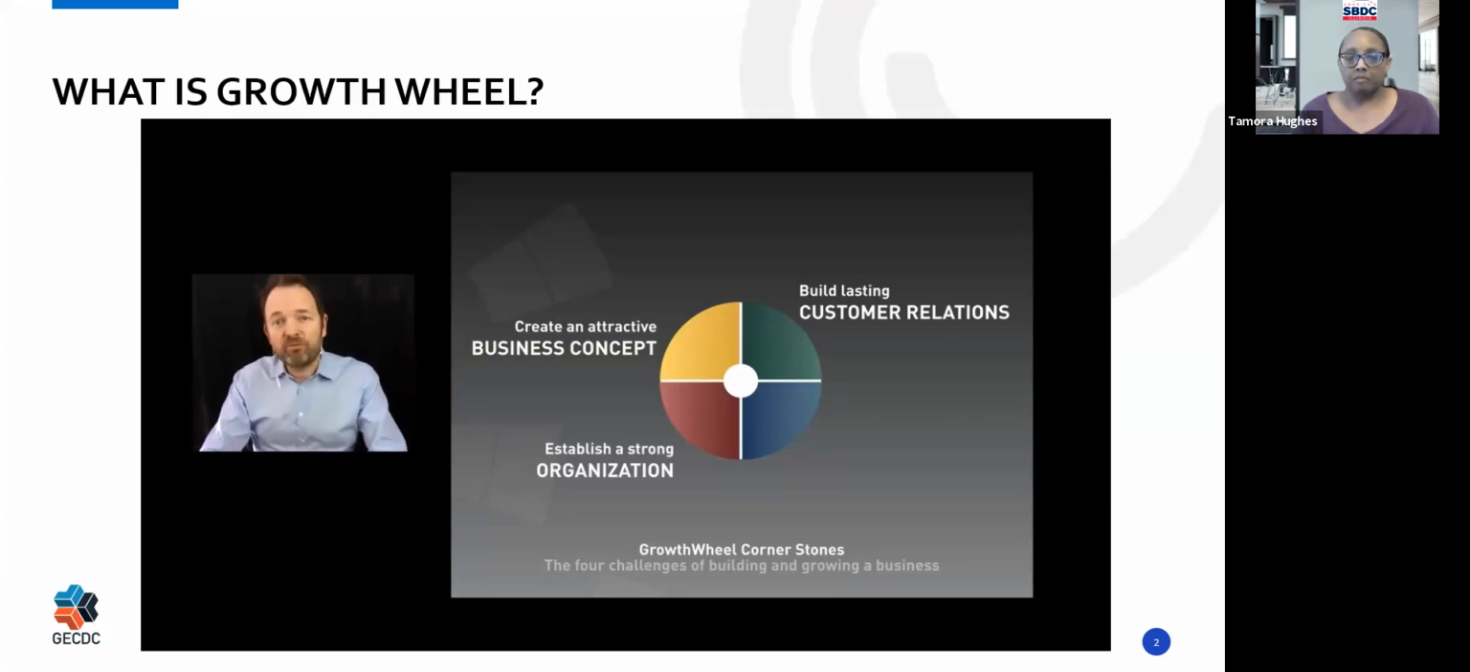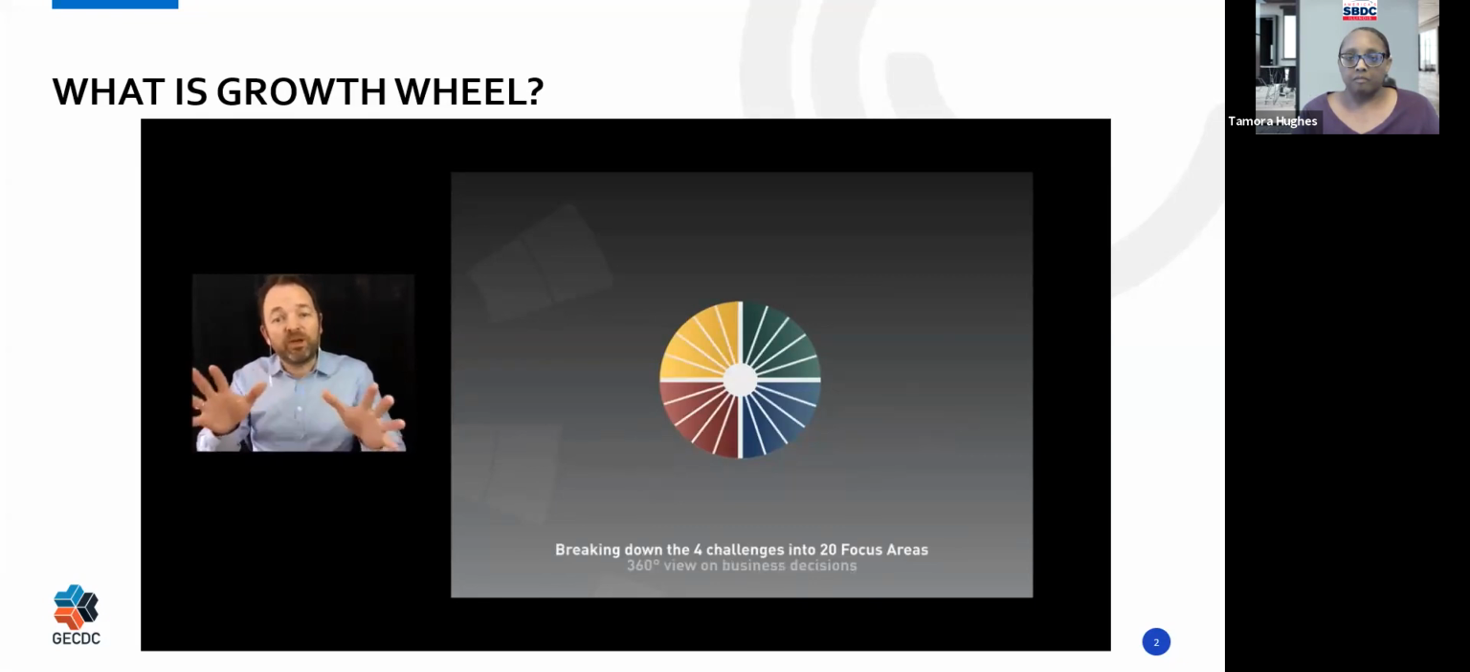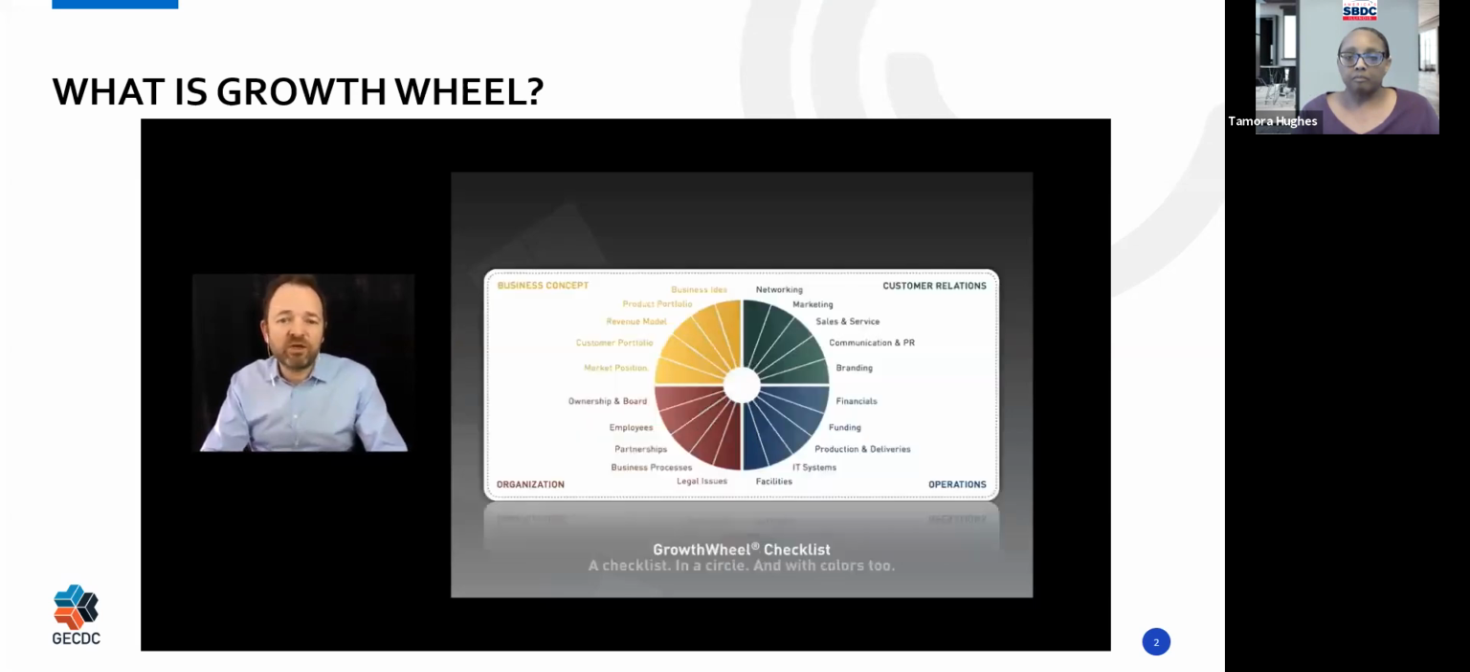But even with that, there's one last challenge that all businesses have, and that is to make money: have profitable operations in terms of managing the cash flow, being productive, and managing the logistics and operations of the business. This is the way Growth Wheel looks at a business, and in Growth Wheel we break down these four challenges into 20 focus areas, so you get a full 360 perspective on your business and can avoid blind spots and make smarter decisions. And that's how we get the Growth Wheel framework that looks like this.